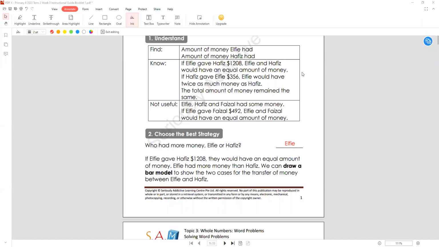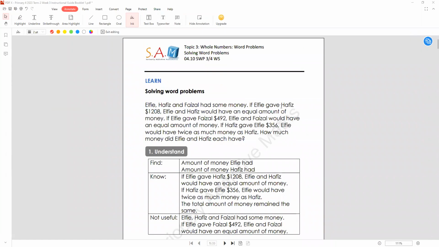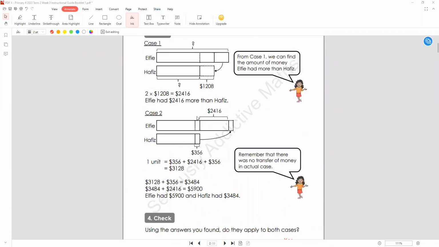Hi teachers, this is the instructional guide for Primary 4, Week 3. For this week, we're going back to word problems. So let's take a look at this.